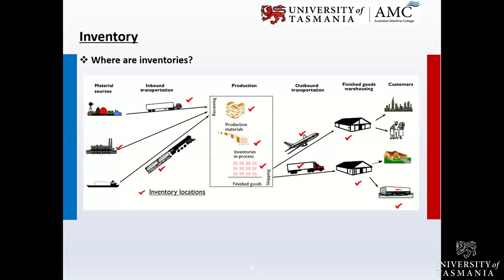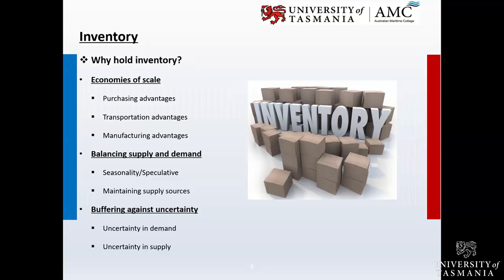So in this figure, we can identify different inventory locations. The locations are based on the types of inventories. Okay, next you can understand why does the company need inventory. We have discussed the supply and demand and about the uncertainty. Another important reason is the economies of scale.